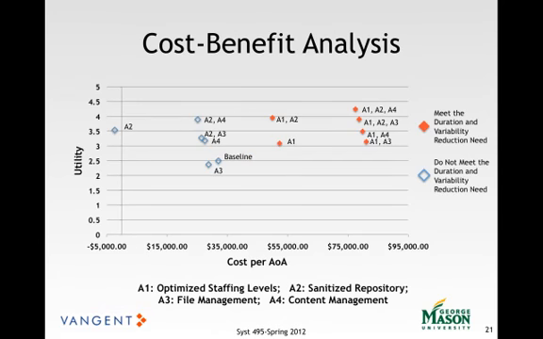Each configuration of alternatives is scored by overall utility via a utility function derived from our stakeholders, based on which we conducted a cost-benefit analysis to assess the configurations of alternatives. The results are shown here in this chart. The desirable region for this chart is for high utility and low cost, which is in the top left region of the chart. The combination of optimized staffing levels and maintaining a sanitized repository is the closest to the desirable region among those alternative configurations which do meet the duration reduction and variability reduction need.